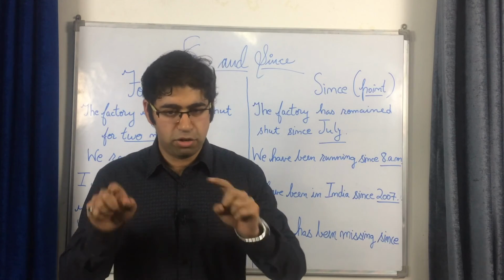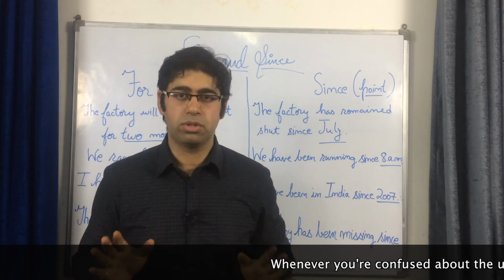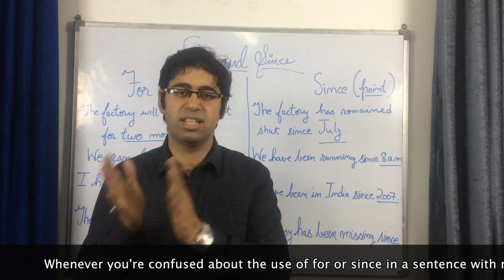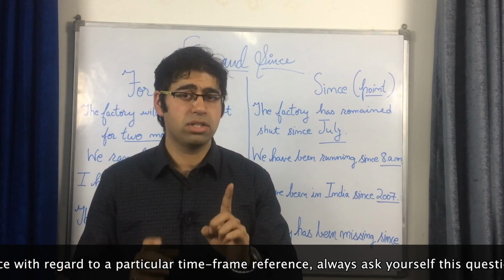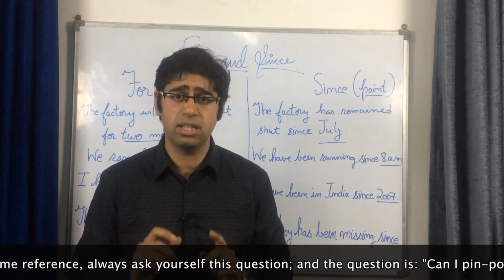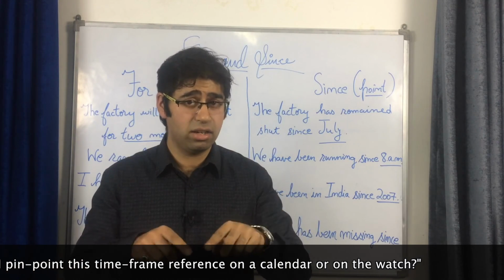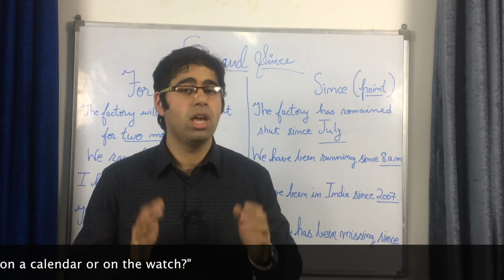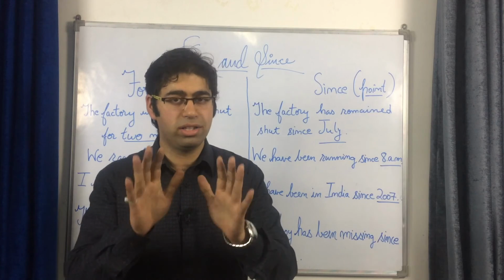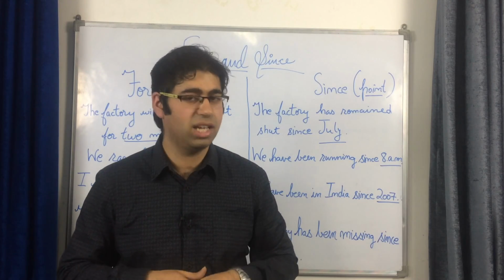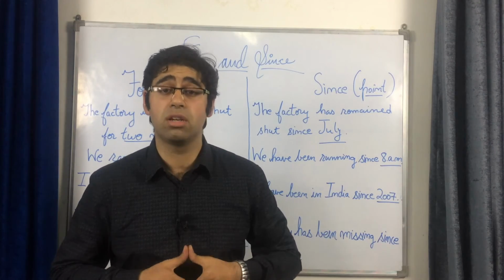It's very simple, and read along at the bottom of the screen as I say it. Whenever you're confused about the use of for or since in a sentence with regard to a particular time frame reference, always ask yourself this question: can I pinpoint this time frame reference on a calendar or on the watch? If your answer is yes, then go ahead and use since. On the other hand, if you cannot pinpoint that same time frame reference on a calendar or on the watch, you're better off using for.